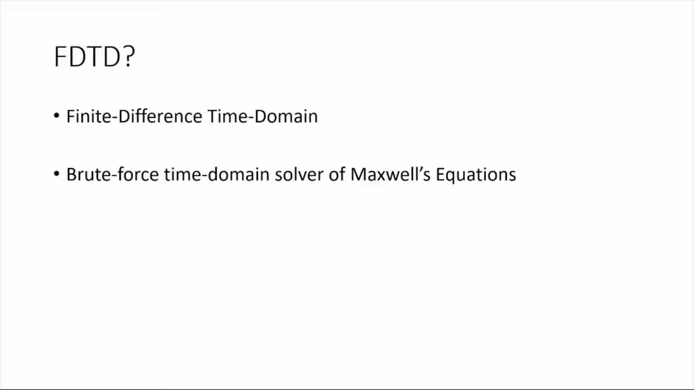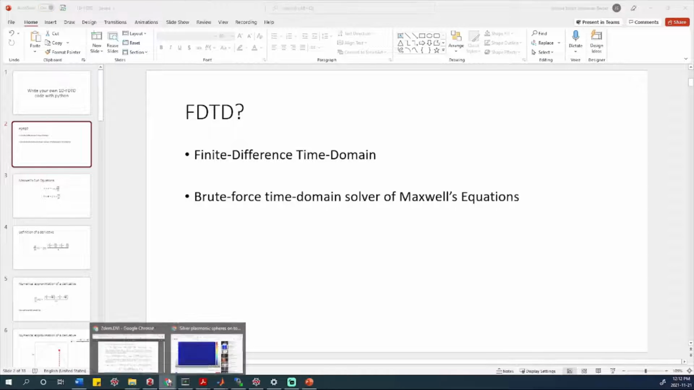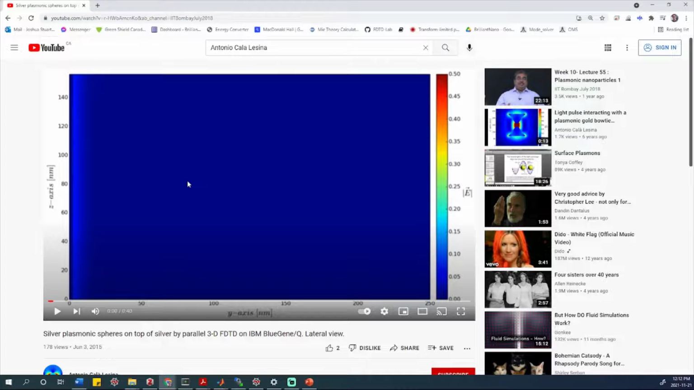There are other methods. There's finite element methods. There's the discontinuous Galerkin time domain method, which has been picking up a lot in recent years. But FDTD is kind of the simplest, and it's quite accurate for solving Maxwell's equations. And also, you can get some really cool videos out of it. So I'm going to show an example of that from a colleague of mine who's now a professor out in Germany. Antonio Calalacina. Check out his papers on Google Scholar if you want.